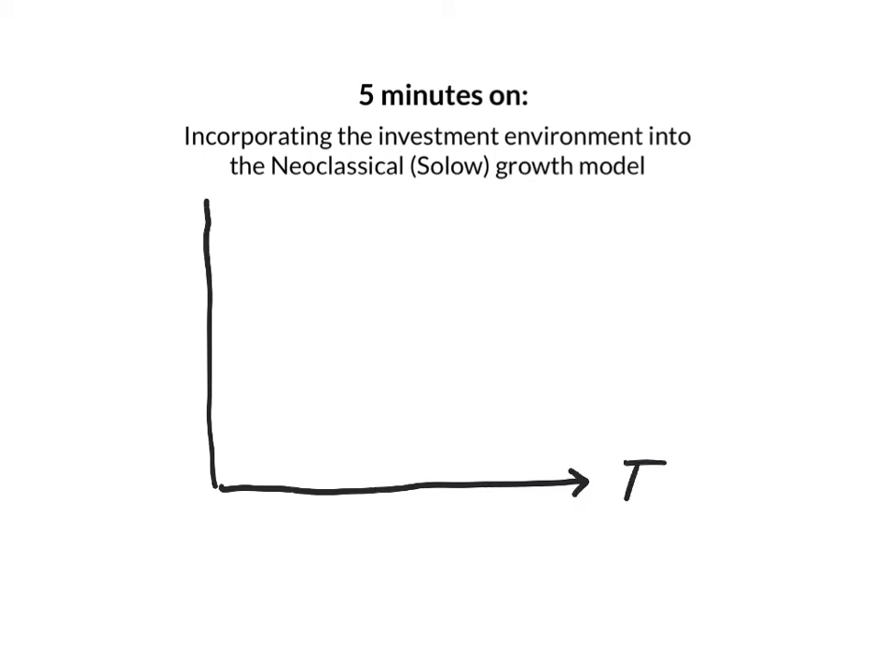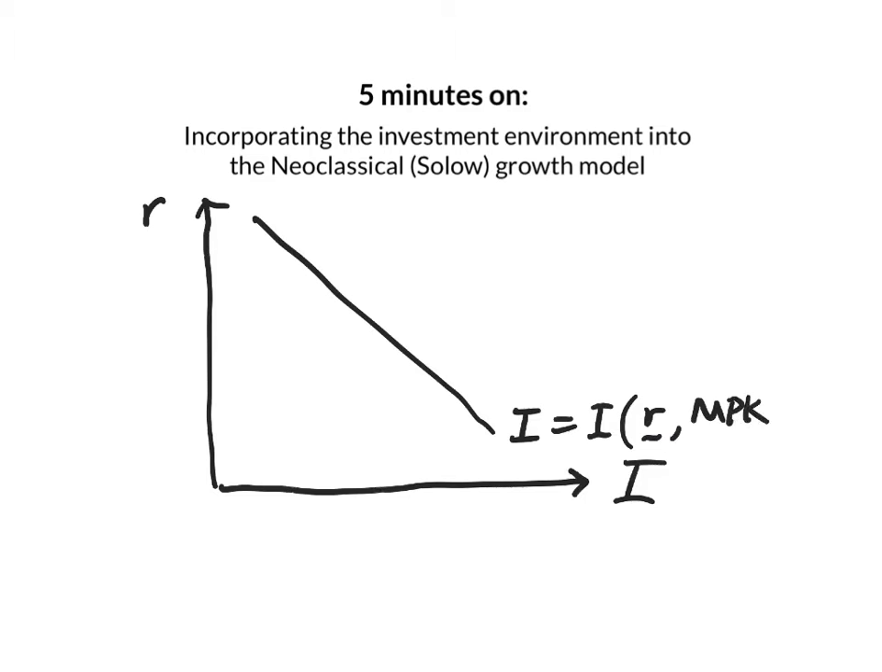Investment over here on the x-axis, the cost of borrowing, the real interest rate here, and a downward sloping function where investment is a function of the interest rate with a minus sign, the marginal product of capital with a positive sign, and let's say the tax rate on capital with a minus sign. So there's an investment demand function.